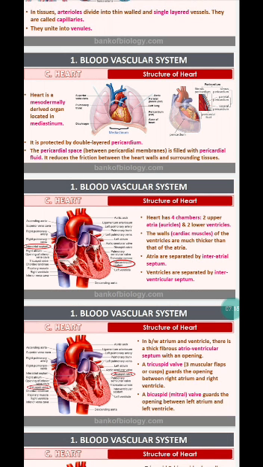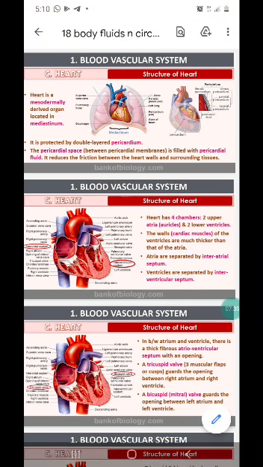Okay, in between the two auricles, left and right auricle, there is the interauricular septum. Same way, between the two ventricles there is the interventricular septum. Okay, and between atria and ventricles also there is a septum which is called the auriculoventricular septum.